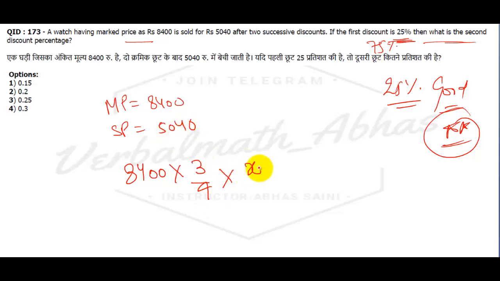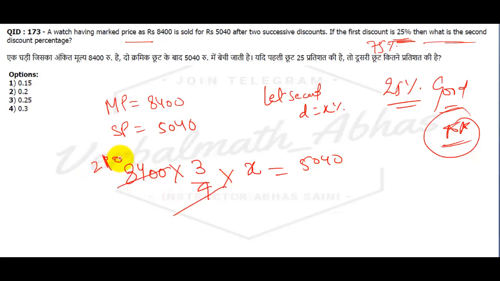Second discount is not given to you, so let's say the second discount is X%. Just write X because I'm writing it in the fraction form. So your answer will be 5040, and this is your 2100 and 3. So X is 5040 and 3 into 2, 100.